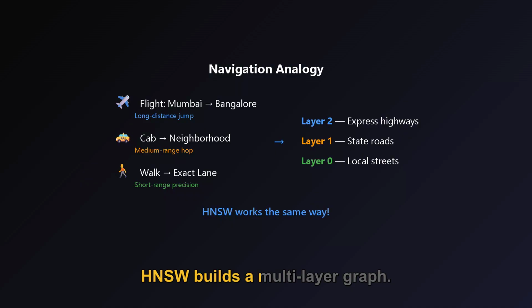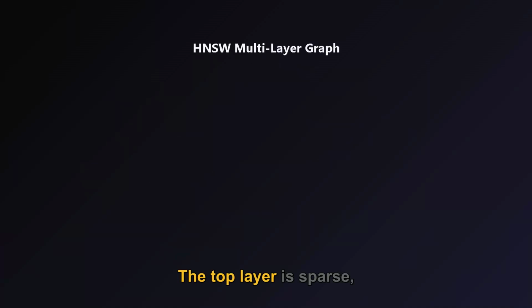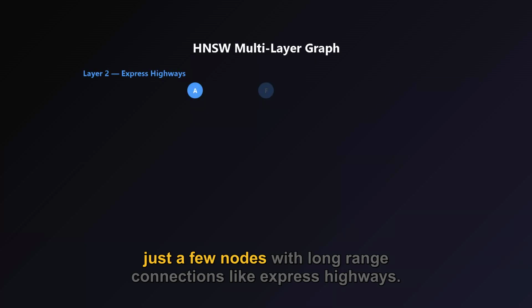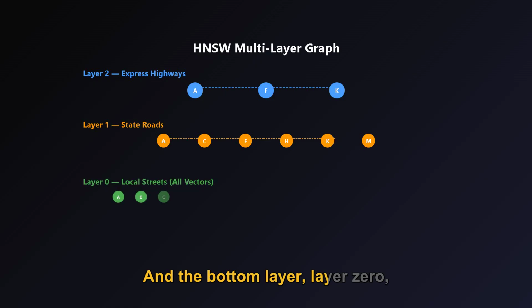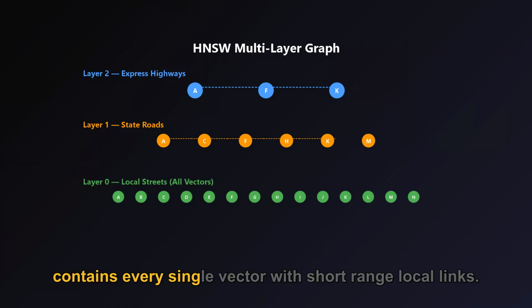HNSW builds a multi-layer graph. The top layer is sparse, just a few nodes with long-range connections like express highways. The middle layers add more nodes with medium-range connections. And the bottom layer, layer 0, contains every single vector with short-range local links.